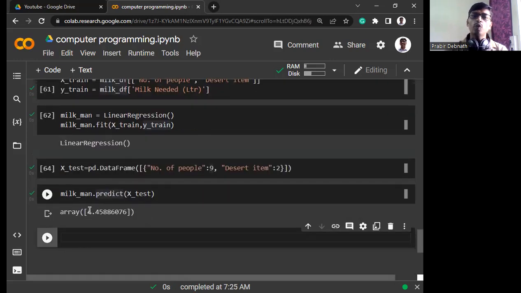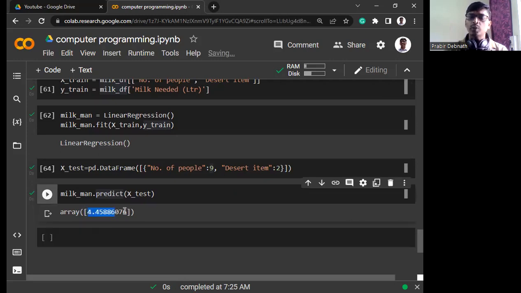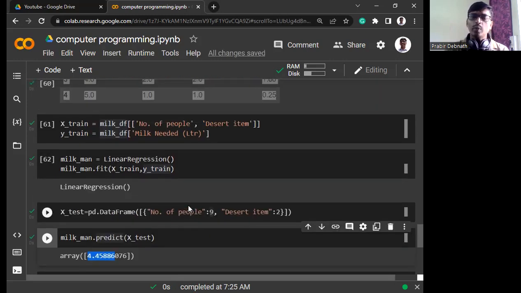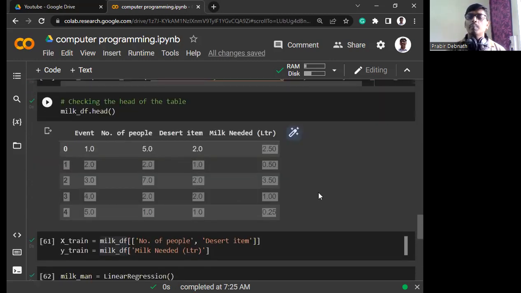Yes, it is giving 4.458. It is very near to 4.5. So it is not giving the exact solution, but fair enough solution. So in this way, in the machine learning model, it learns the function or the formula or the rule from the data or the experience set by itself. There is no need to provide any rule or formula.